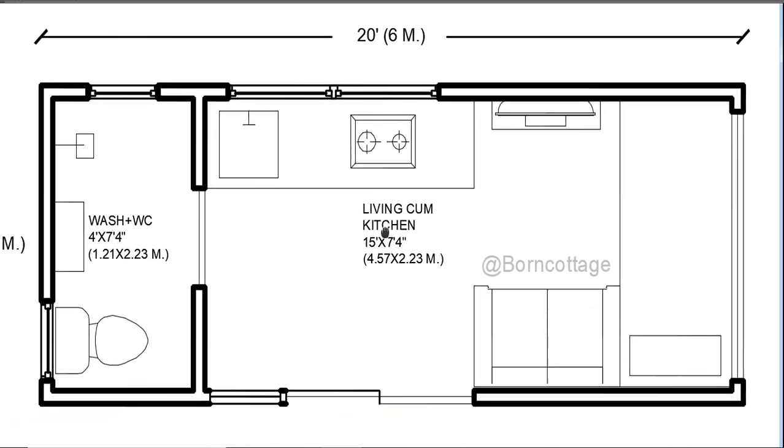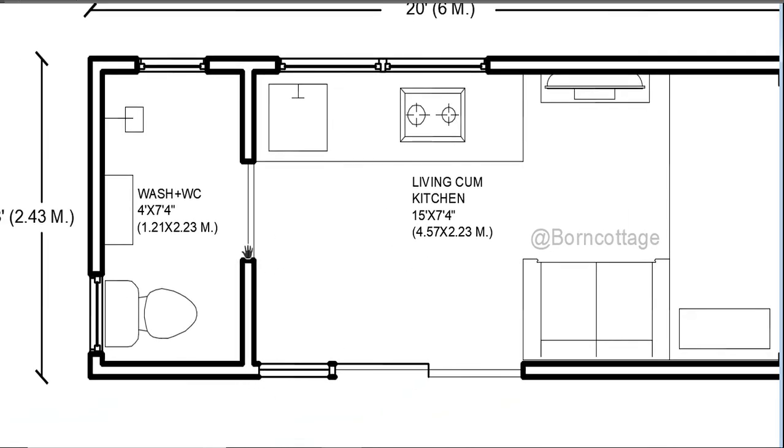After that we will go inside, so we have a window here, and on the left side we have a washroom plus water closet here. The size of this washroom is 4 feet into 7 feet 4 inches, in meters 1.21 into 2.23 meters. You can see here the wash basin, water closet and the shower area, and we have two ventilators for ventilation of this washroom.